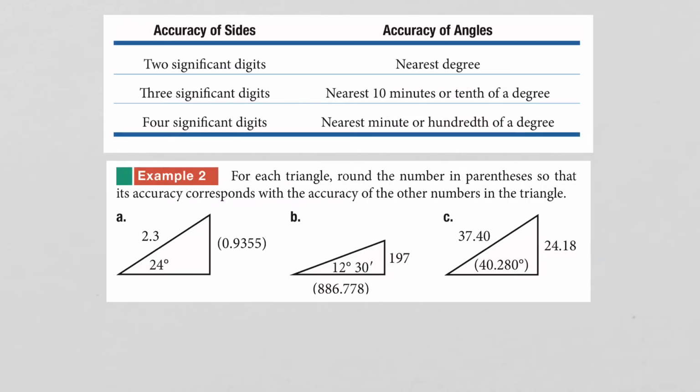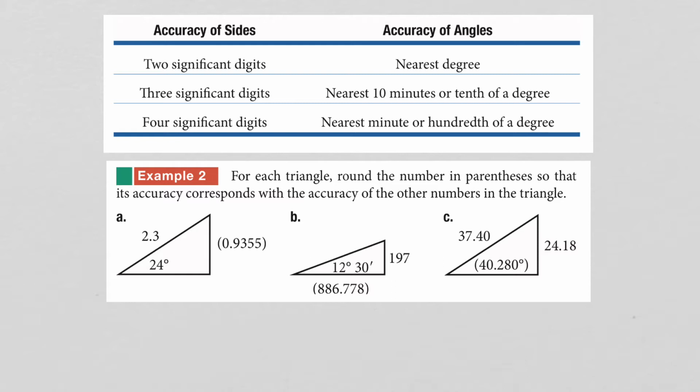When solving right triangles, we need to make sure that the accuracy of the measurement of the sides agrees with the accuracy of the measurement of the angles. When we measure the sides to 2 significant digits of accuracy, we should measure the angle to the nearest whole degree. When we have 3 significant digits of accuracy on the sides, we should measure the angle either to the nearest 10 minutes or to the nearest 1/10 of a degree. If we have 4 significant digits for the sides, we measure to the nearest minute or the nearest 100th of a degree.